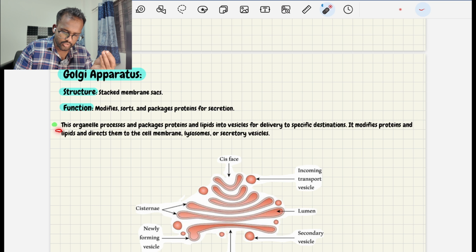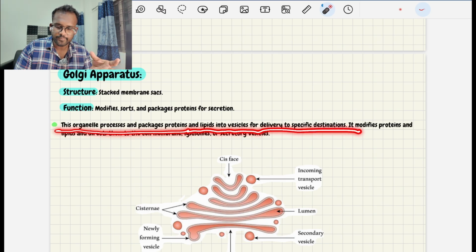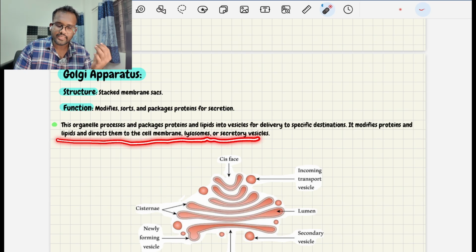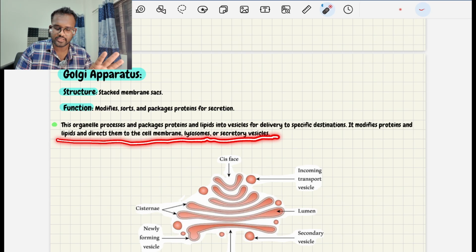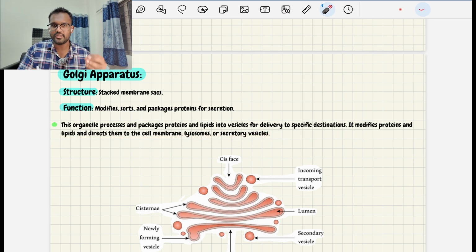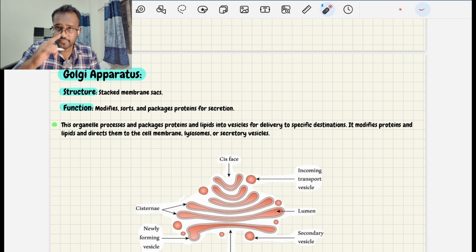So as you can see here, this organelle processes and packages proteins and lipids into vesicles for delivery to specific destinations. It modifies proteins and lipids and directs them to the cell membrane, lysosomes, or secretory vesicles. So this is the only thing, the work of the Golgi apparatus. It just packs and sends it to a particular destination. That's all.